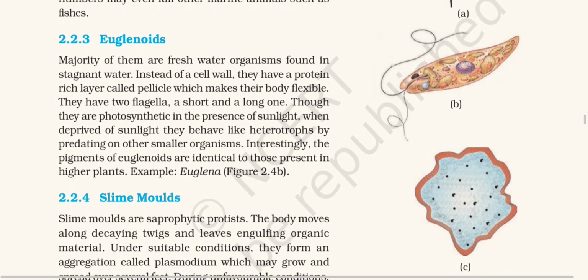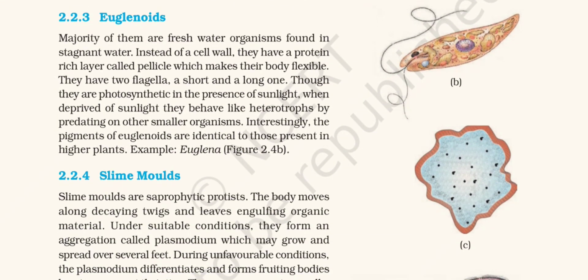2.2.3 Euglenoids. The majority of them are freshwater organisms found in stagnant water.